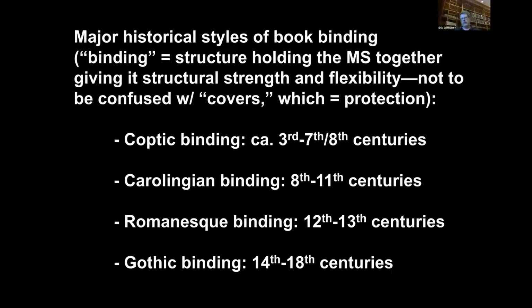So the four periods that we're talking about are Coptic binding, stretching roughly from the 3rd to the early 8th century, Carolingian binding, which goes from the early 8th into the 11th centuries, Romanesque binding, late 11th, early 12th century on through the 13th, and then Gothic binding, which finishes the evolution of medieval binding techniques and begins roughly in the 14th century and carries on into the 18th century. I want to stress again that all of these periods, all of these styles persist to this day.